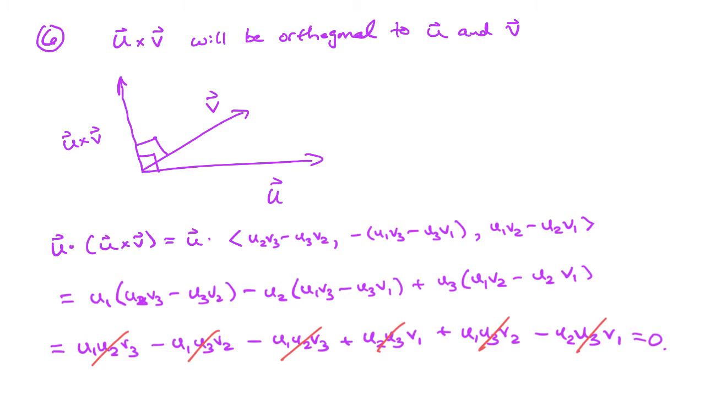And so since the dot product is 0, that means that u is going to be orthogonal to u cross v. If we did the same calculation with v, we would see that sure enough our terms cancel, and that v is going to be orthogonal to u cross v as well. Now this has some bearing on the next property that we're going to see, the new property called the scalar triple product.